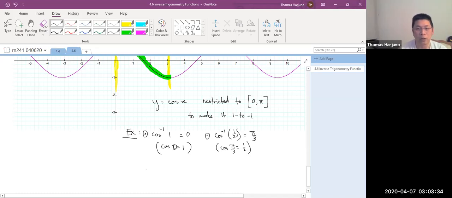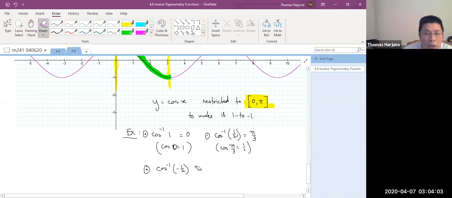Now the thing is, what happens if we have a negative value? Let's say cosine inverse of negative 1/2. Now the answer is not negative pi over 3. No, it doesn't work like sine inverse. Because the restricted range for cosine inverse is from 0 to pi, so the answer will never be negative.